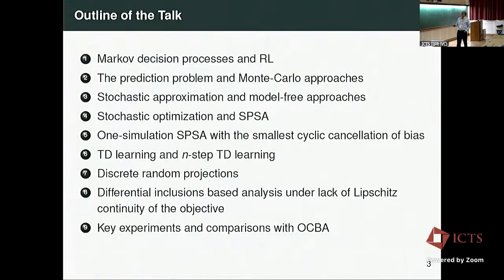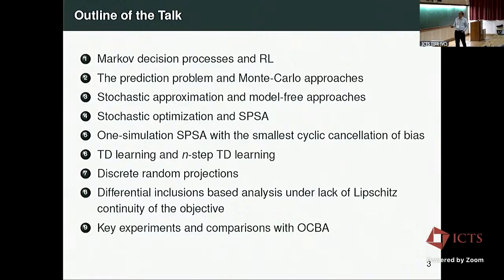So here's a summary of what I'm going to be talking about. I'll start with a very brief introduction to Markov decision processes in RL, just to put things in perspective. Then I'll talk about the prediction problem and Monte Carlo approaches. And then a very short summary, maybe a 2-slide primer on stochastic approximation and model-free approaches. Then I'll have another 2 slides on stochastic approximation and SPSA, and the tweak that we have of one-simulation SPSA with a cyclic cancellation of bias terms.